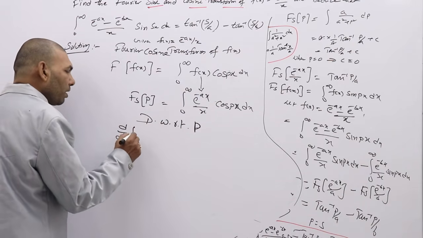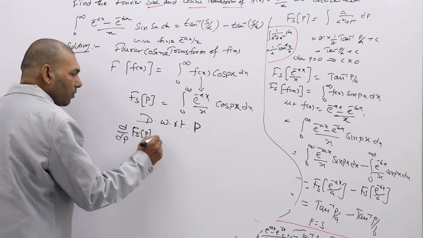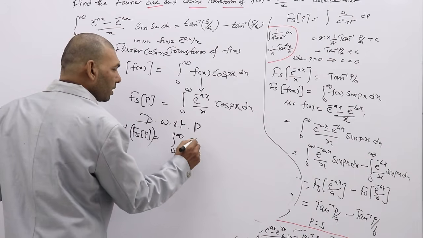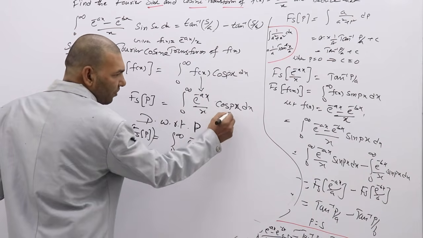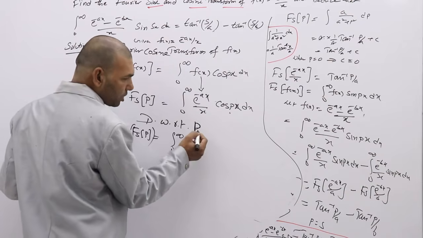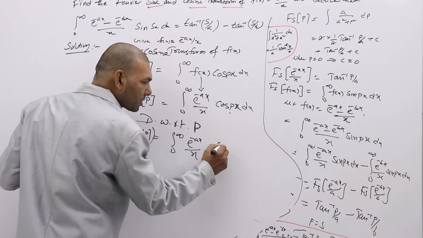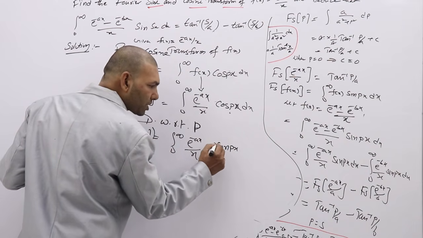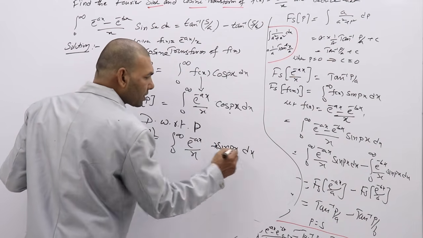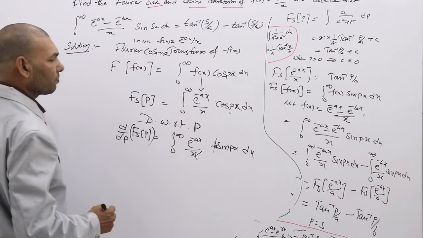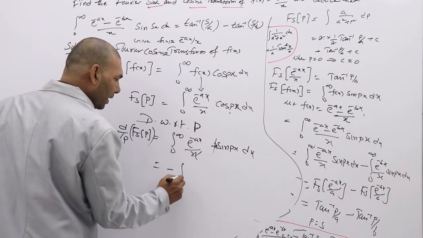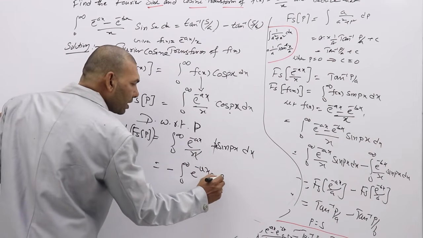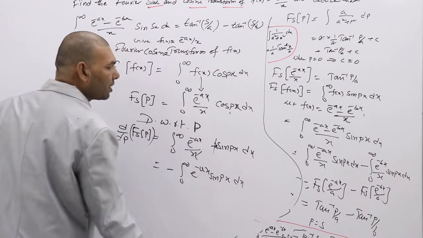d by dp of Fs of p equals integral 0 to infinity e power minus ax by x, times the differentiation of cos px with respect to p. Differentiation of cos px is minus sin px, and differentiating px again gives x, dx. This x gets cancelled. What is left over is minus integral 0 to infinity e power minus ax into sin px dx.